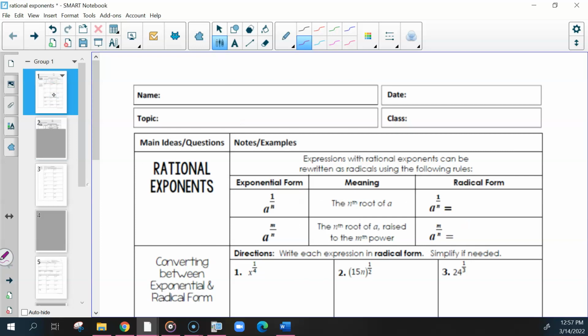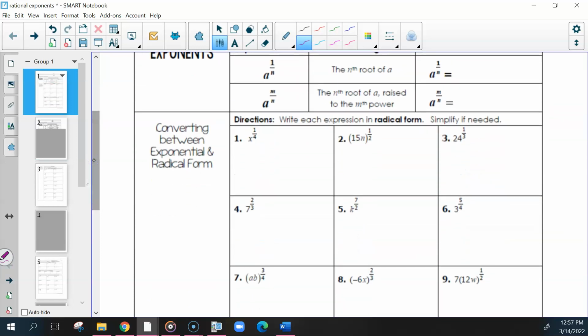Okay, so let's do some of these so you see how that's done. Starting with number 1, we are writing these in radical form. We may or may not need to simplify. So x to the 1/4, just in case you can't see, that's what that was. X to the 1/4 would become the 4th root of x. Seems simple enough. It does get a little harder. Try number 2.